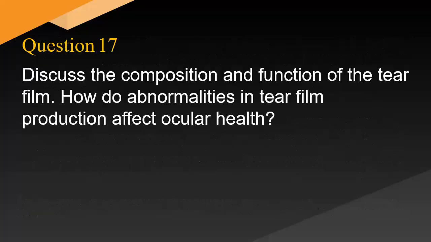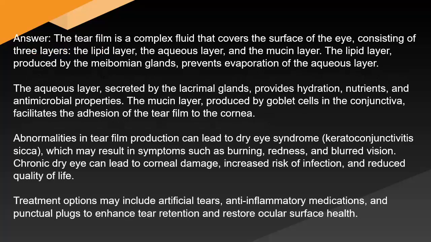Discuss the composition and function of the tear film. How do abnormalities in tear film production affect ocular health? Answer: the tear film is a complex fluid that covers the surface of the eye, consisting of 3 layers: the lipid layer, the aqueous layer, and the mucin layer. The lipid layer, produced by the meibomian glands, prevents evaporation of the aqueous layer.